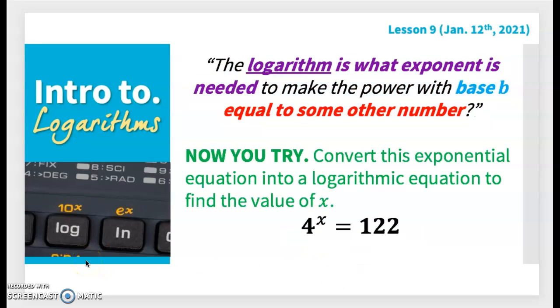All right, so you try. Convert this exponential equation into a logarithmic equation to find the value of x. I'll give you a second.